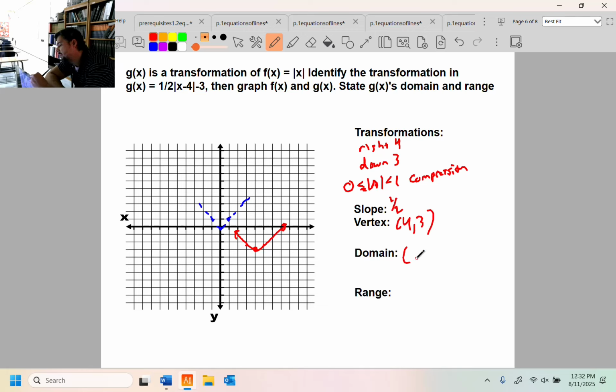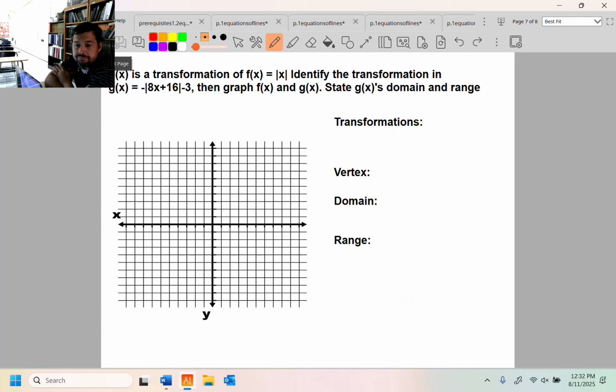And again, domain is always inherited from mom. It's negative infinity to infinity. The range has a low value of negative 3, and it rises to infinity on either side of the V. As an inequality, all values of y such that y is greater than or equal to negative 3. Two to go. I'm about out of time, too.